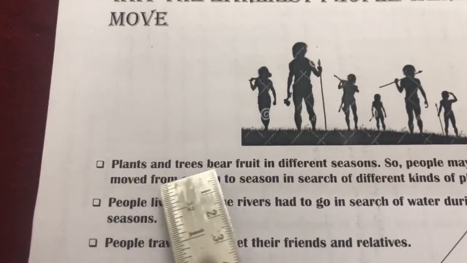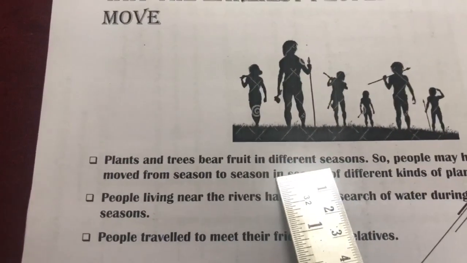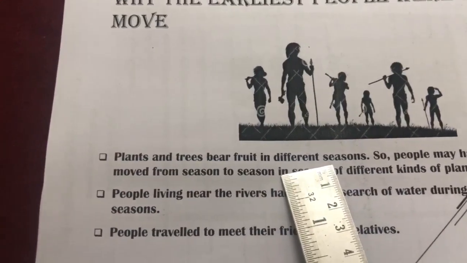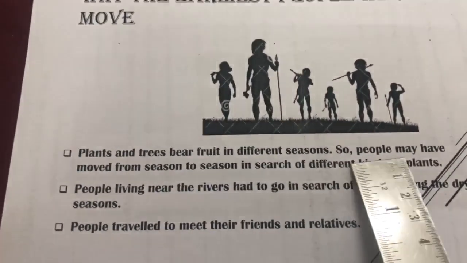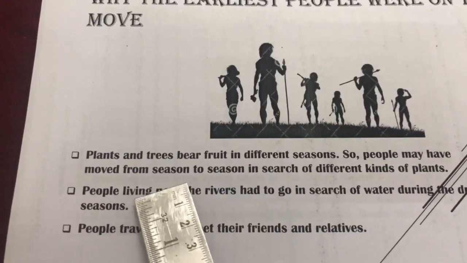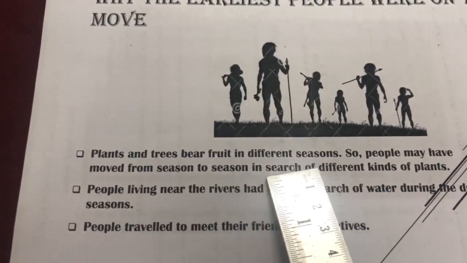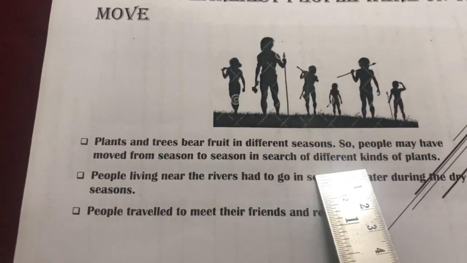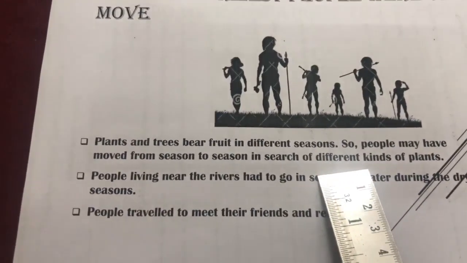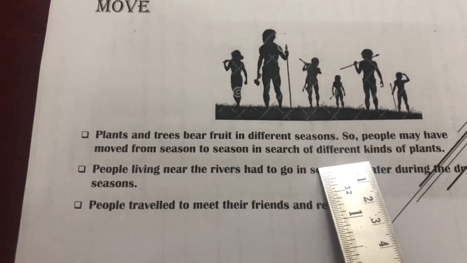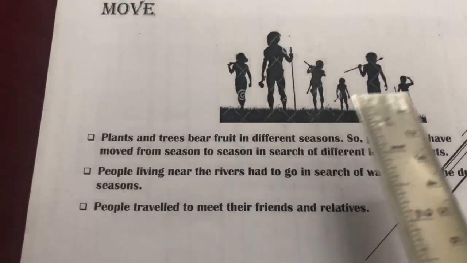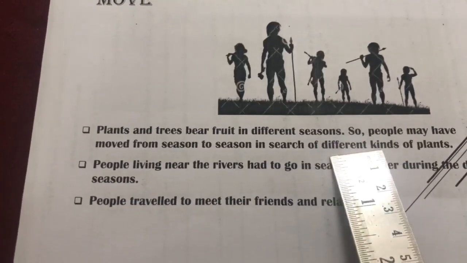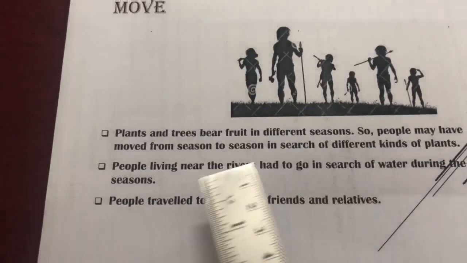Now the third reason. Plants and trees bear fruit in different seasons. Like mangoes come in one season, berries come in another season. So these people may have moved from season to season in search of different kinds of plants, because in some areas some plants have fruits in one season, and in other areas they must be having fruits in another season. So that is why they moved from one place to another.